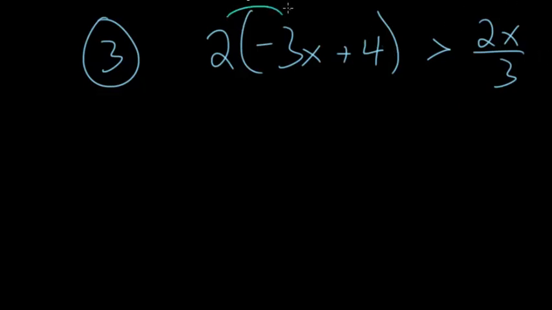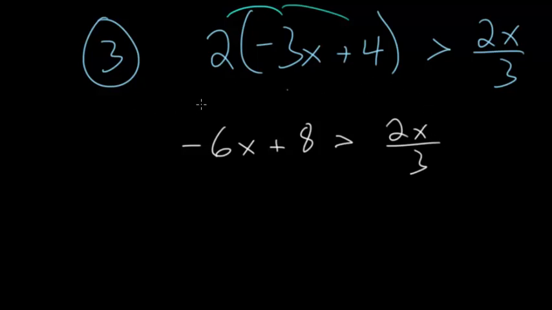I am going to distribute first. So when I distribute this 2 to the minus 3x, I get minus 6x. And 2 times positive 4 is plus 8. This is bigger than 2x over 3. And now that the parentheses are gone, I can focus on getting rid of this 3.